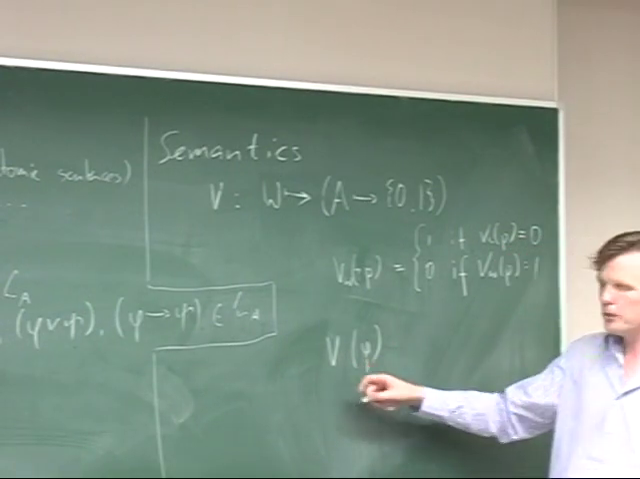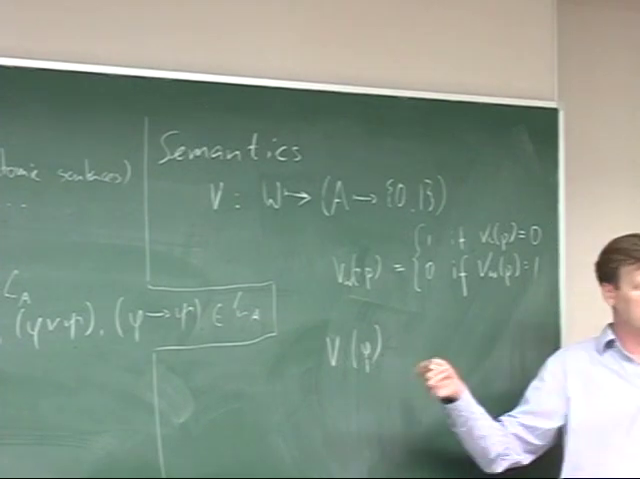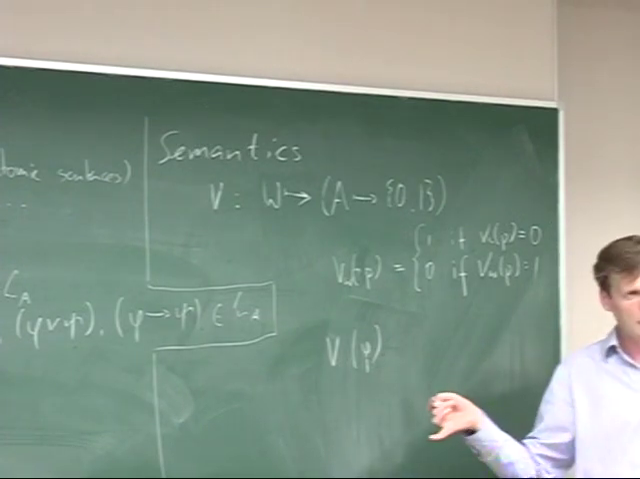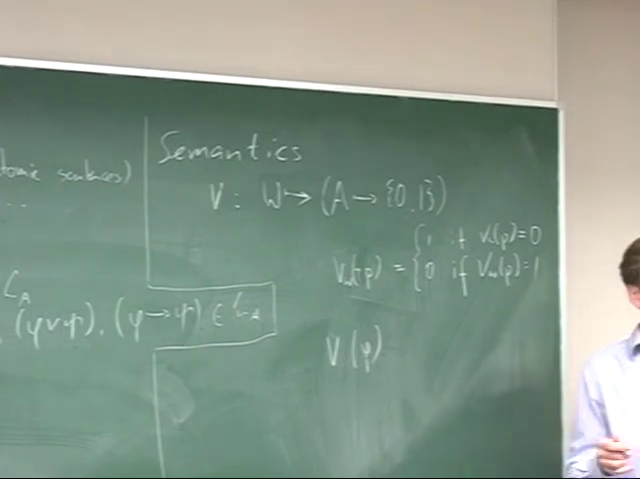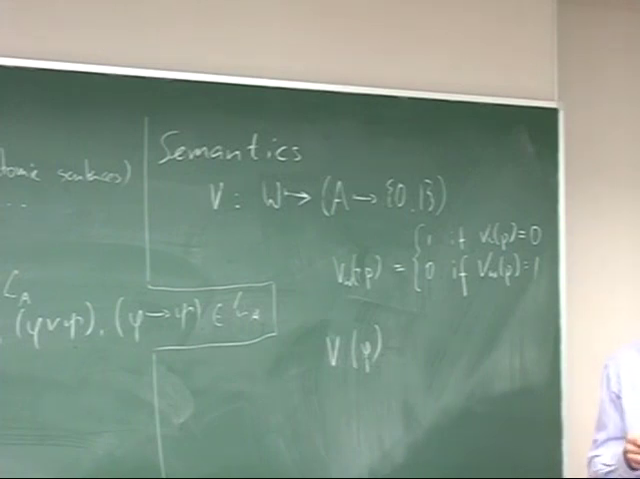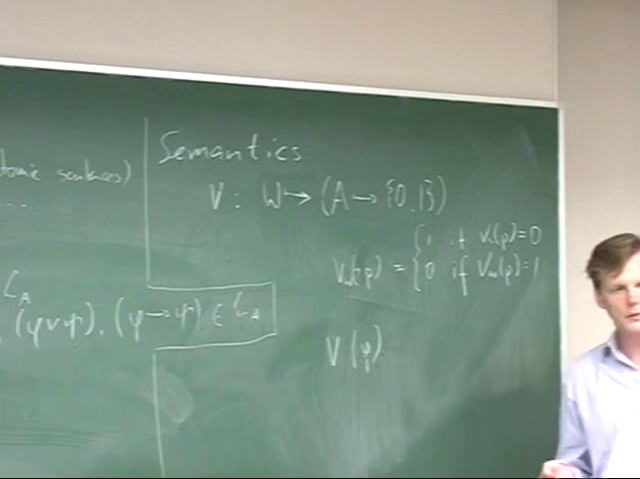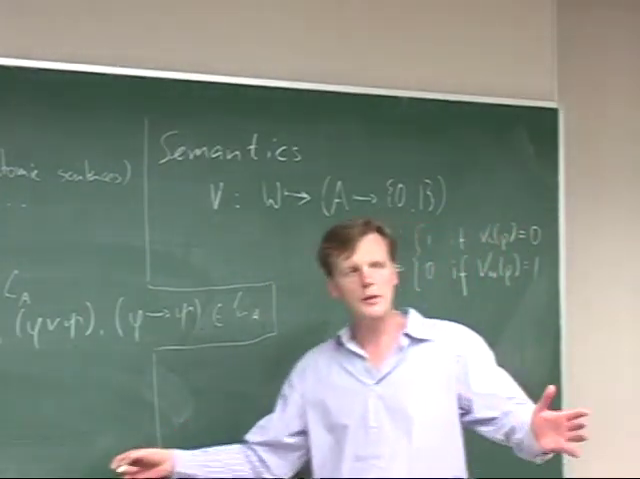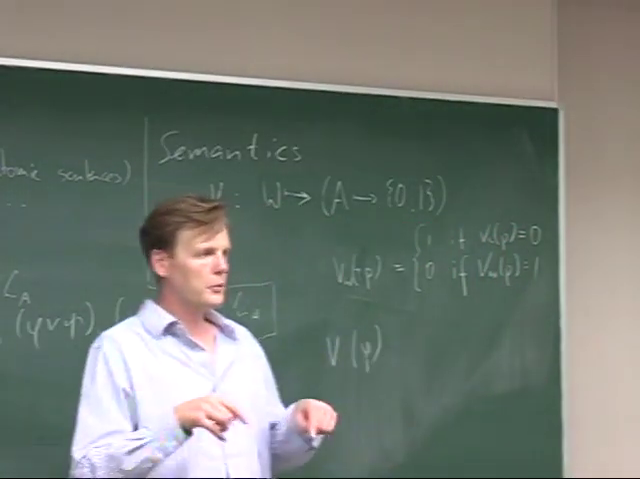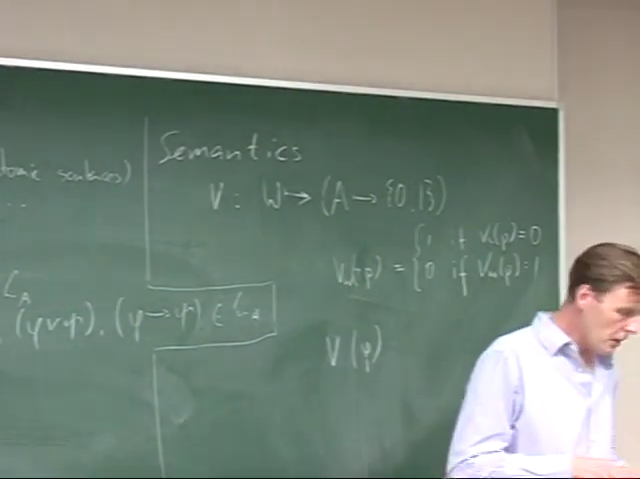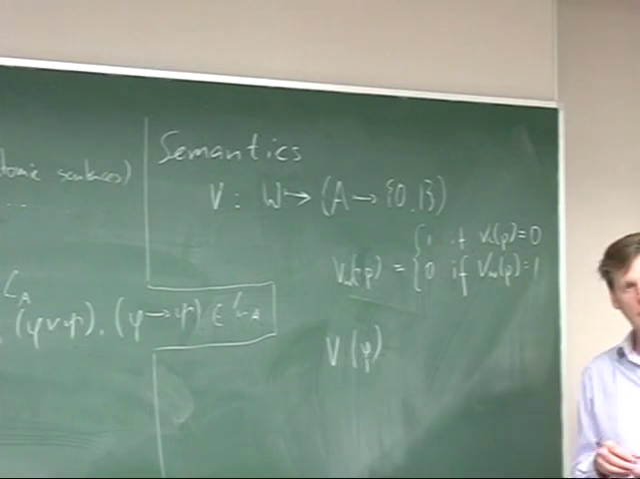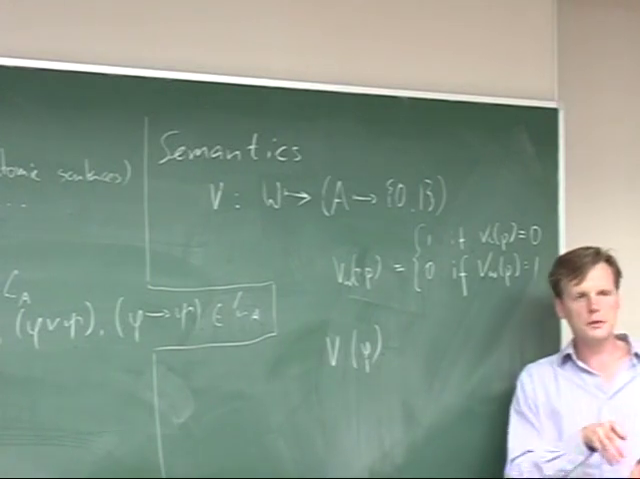So if we apply it to W1, it may be 1. If we apply it to W2, it may be 0, and so on. It's a function from worlds to truth values. That means it's what's called a characteristic function of a set of worlds, right? Because it's true in some and false in the others. It identifies, picks out a set of worlds, namely precisely those in which the sentence is true. And we can call the denotation of the sentence that set of worlds in which it is true.